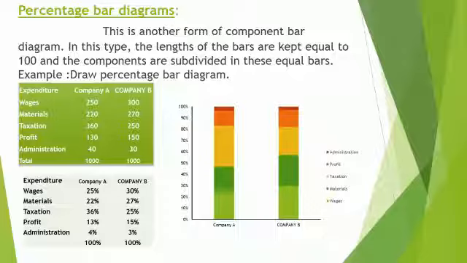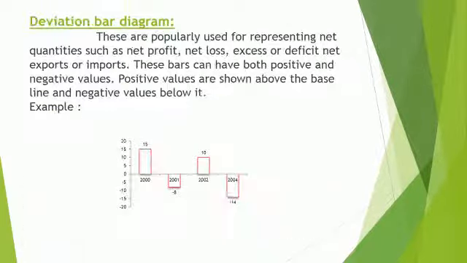In the same way, for company B the total whole bar is 100, because in the percentage bar diagram the total is definitely 100 percent. The first one is 30, and 30 plus 27 is 57. Mark material at 57, and taxation is 57 plus 25, plus 15. The last one is administration, 3 percent. This is the percentage bar diagram.